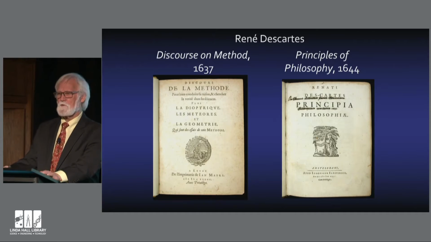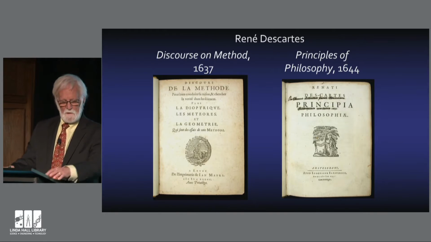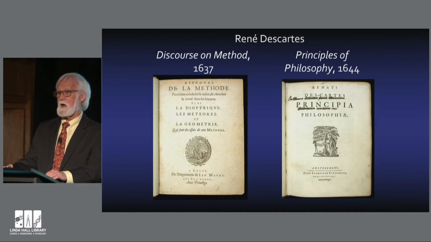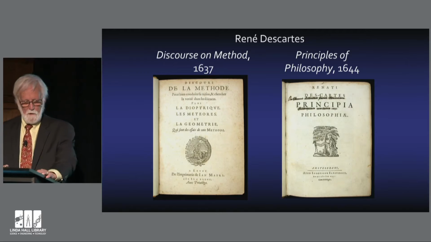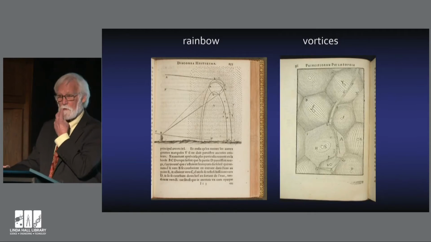These are his two most famous books. We have them both. The one on the left is his Discourse on Method, where he thinks, and therefore he is. And the one on the right is the Principles of Philosophy, which is his book on natural philosophy, his counterpart to Newton's later book, the Principia. So I'll show you some pictures from both.